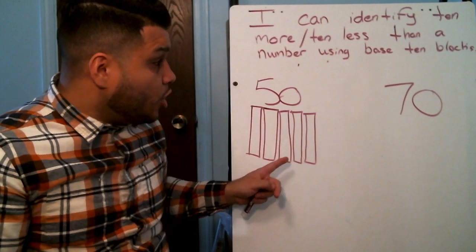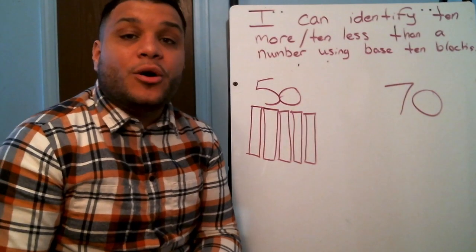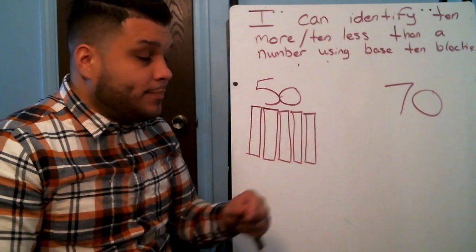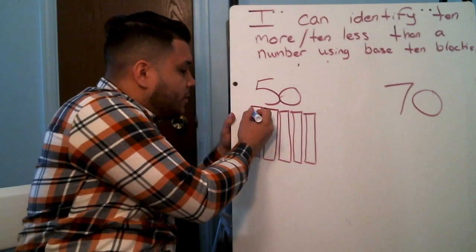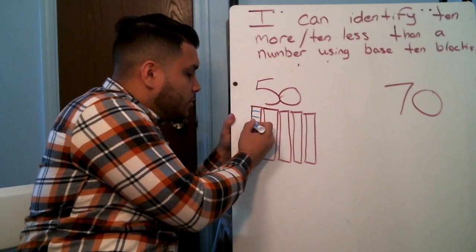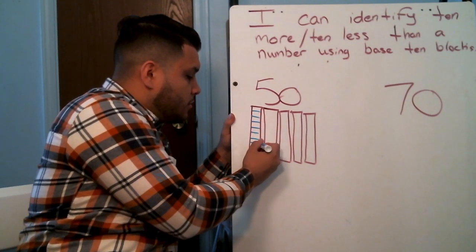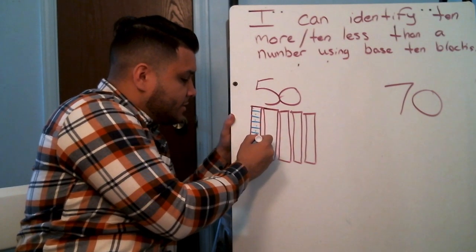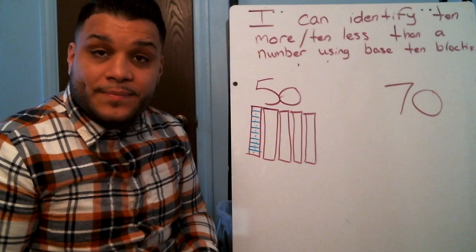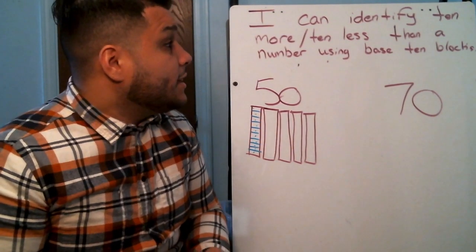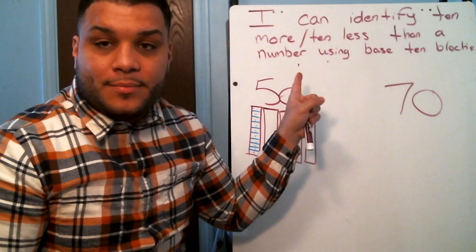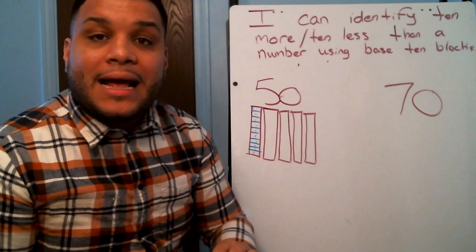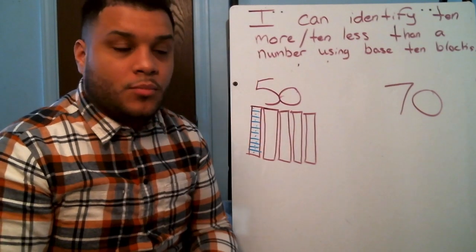No, because I know that if I want 10 more, I only need 1 base 10 block, because 1 base 10 block equals, well, let's see. It equals 1, 2, 3, 4, 5, 6, 7, 8, 9, 10. So that's how I know that if I want only 10 more, I'm only going to add 1 more base 10 block, because that gives me a total of 10 more.